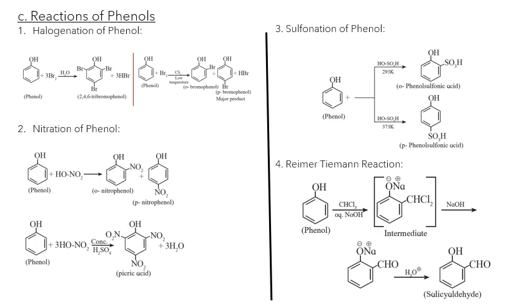Third reaction, that is sulfonation of phenol. Phenol reacts with concentrated sulfuric acid at room temperature to give ortho-phenol sulfonic acid, and at 373 Kelvin, para-phenol sulfonic acid.